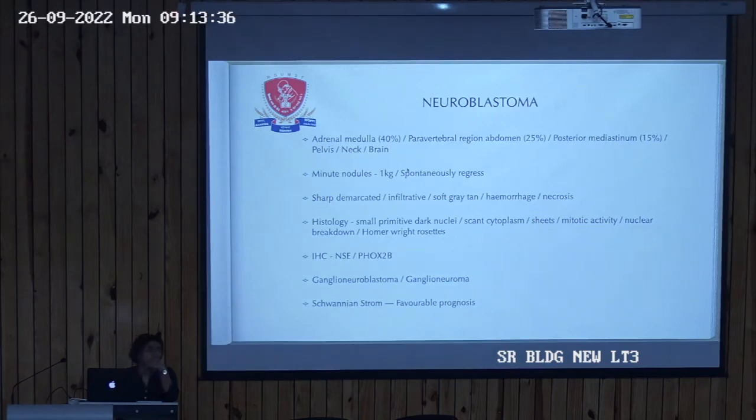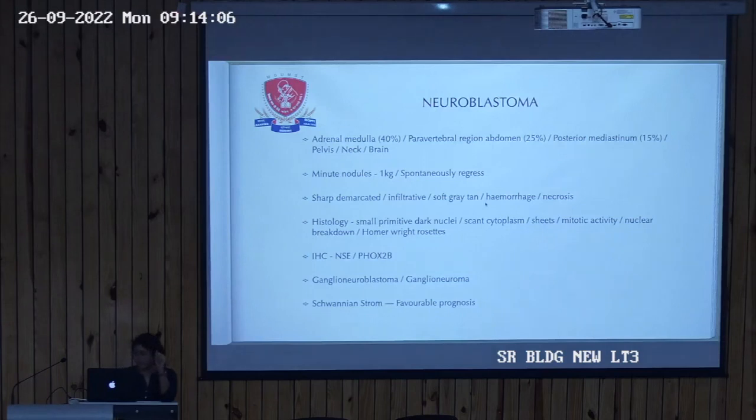Fine. So it can be very small to very big, and it can spontaneously regress as well. It can just stop growing by itself, but usually it doesn't do so. And when the gross specimen comes to us, how does it appear? It could be very beautifully encapsulated. It could be infiltrative as well. When you do a cut section, it can have hemorrhage and necrosis, very common, because if the tumors are big, they go for hemorrhage and necrosis. Small ones will have only a greyish white appearance, nothing much.